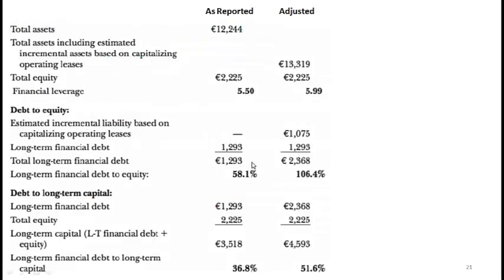We are not going to get hung up on these numbers. I'm just going to show you very briefly that in the left column, these are the reported numbers for this particular case. When you adjust, the asset values are going up, and the liabilities are also going up. This shows that long-term debt to long-term capital as reported is only 36.8%, but after adjustment, that ratio is looking much worse.